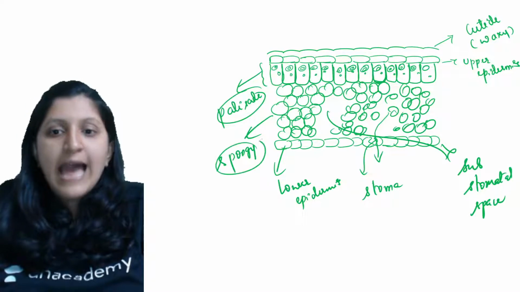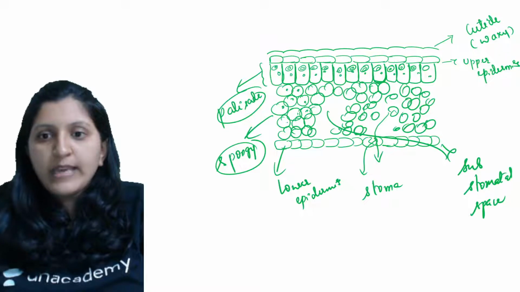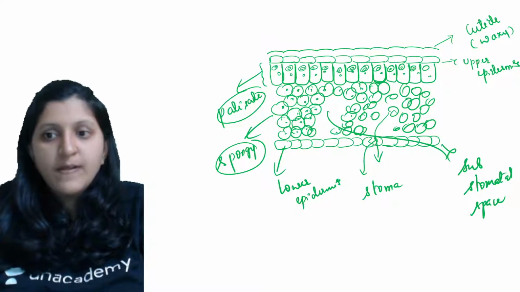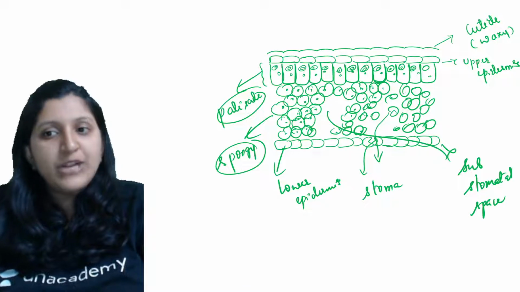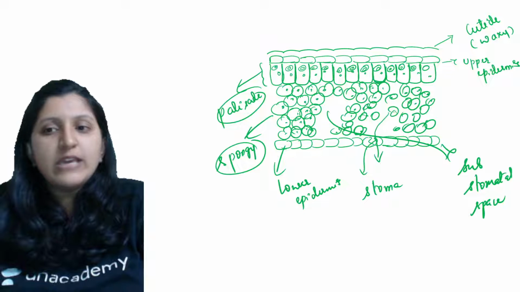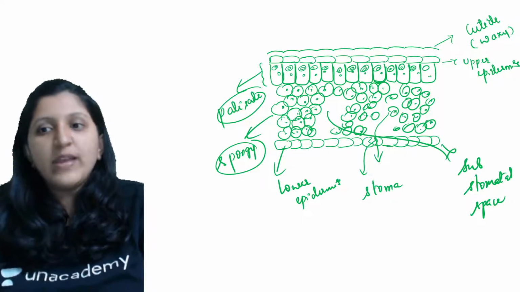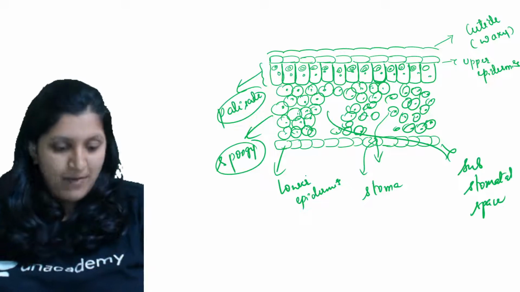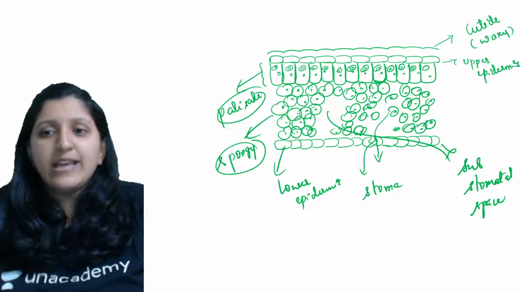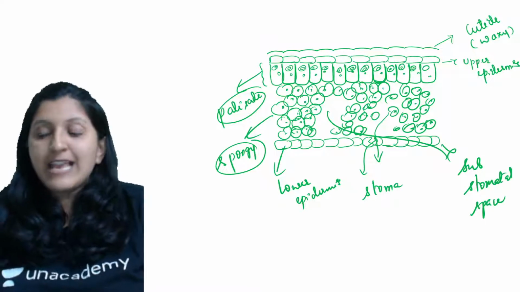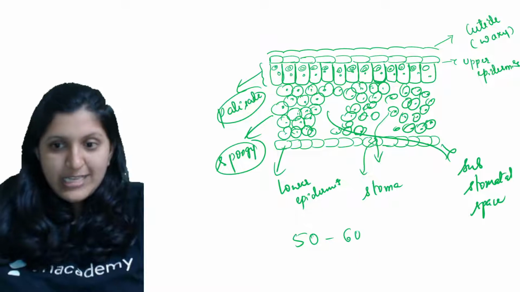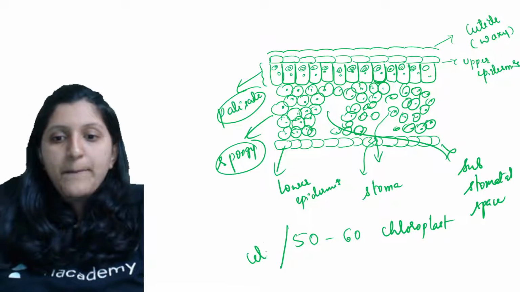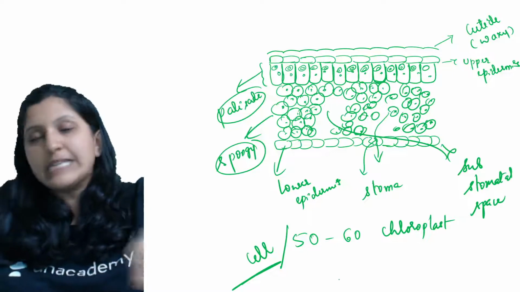The palisade mesophyll and the spongy mesophyll have their own nuclei and their own chloroplasts. These are the ones performing the photosynthesis function, since per cell there can be up to 50 to 60 chloroplasts. If we talk about per square millimeter of the leaf, you can find up to 50,000 to 60,000 chloroplasts, since so many cells are there and each cell carries about 50 to 60 chloroplasts.